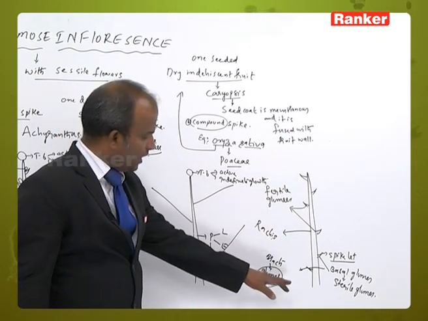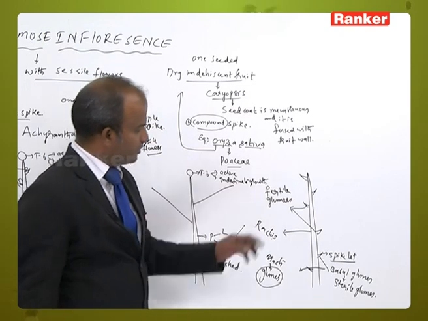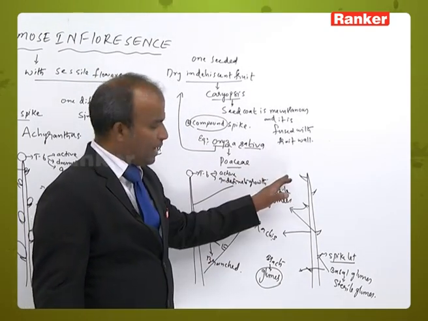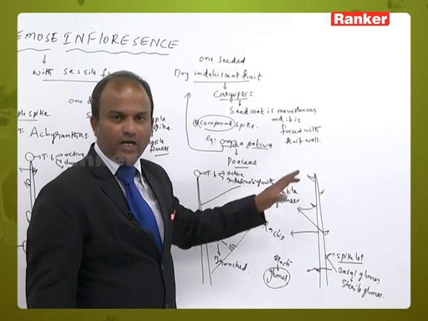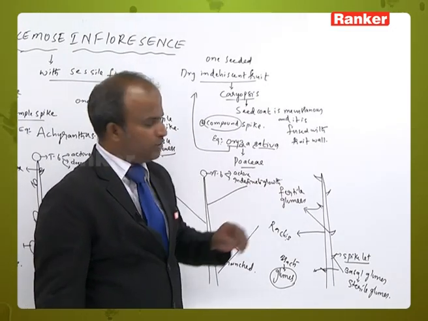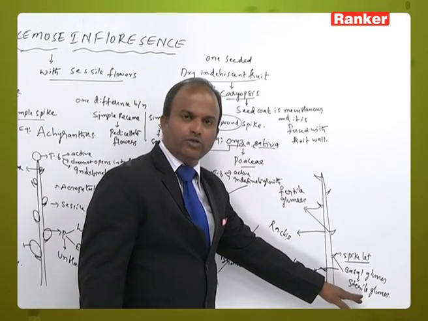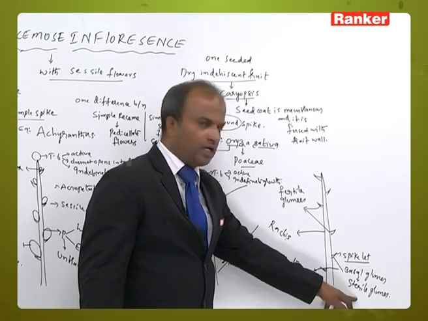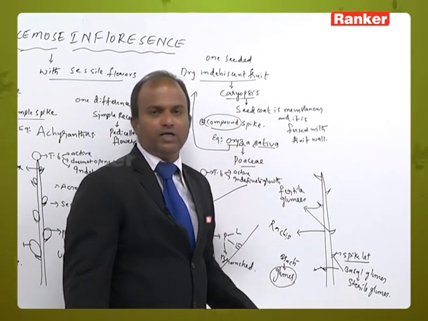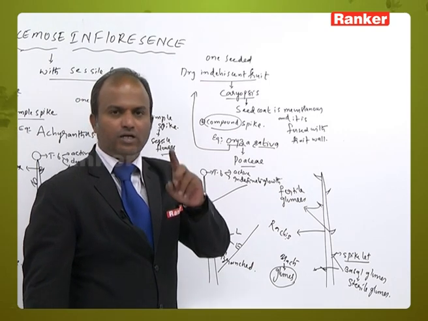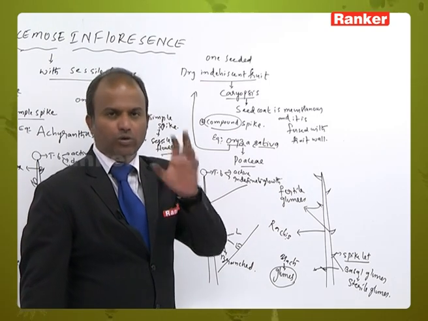Differentiate between fertile glumes and sterile glumes. Fertile glumes are those in whose axil flowers are produced. Sterile glumes are the basal glumes, from whose axil the flowers are not developing, so they are called sterile glumes.